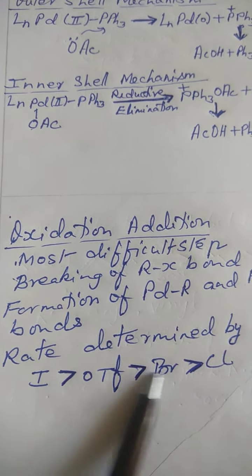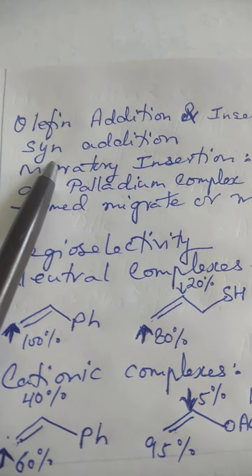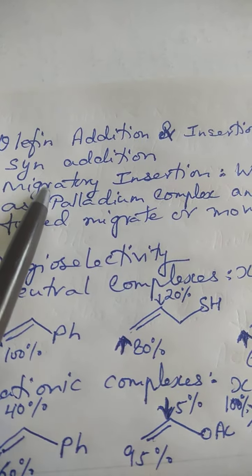Now, as far as the mechanism goes, after this has been accomplished, then only the olefin addition and insertion take place, and it's a syn addition, as we will see. It's a very interesting syn addition, and it's a migratory insertion, because once this insertion has been made, the catalyst and the product just migrate away from each other. That's why it's called a migratory insertion. And the addition has to be syn, remember.